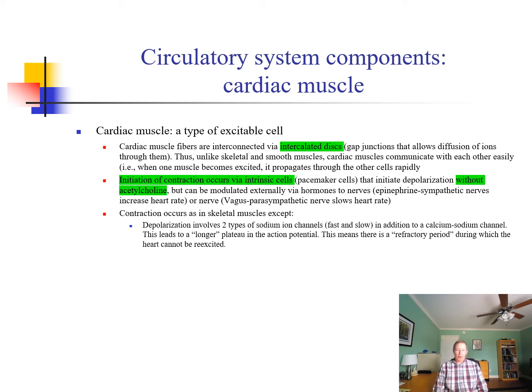Contraction also occurs with a little additional depolarization changes, and that has to do with two types of sodium channels, a fast and a slow, and a calcium sodium channel. The net effect of this is that the depolarization, which is normally fast, in cardiac myocytes is slower. And the purpose of this is to allow only forward transmission of the electrical signal and creation of a refractory period so the heart can't be re-excited. This keeps you out of certain electrical arrhythmias.